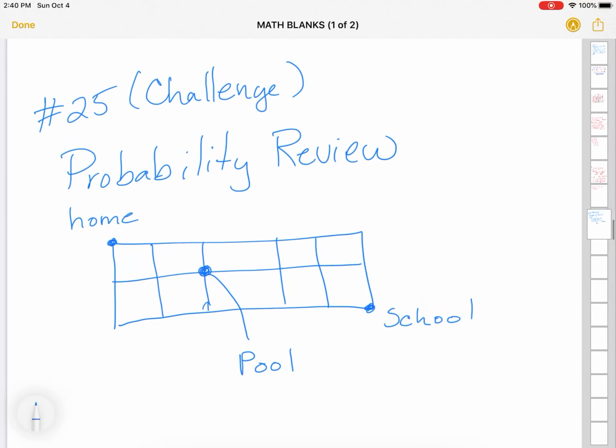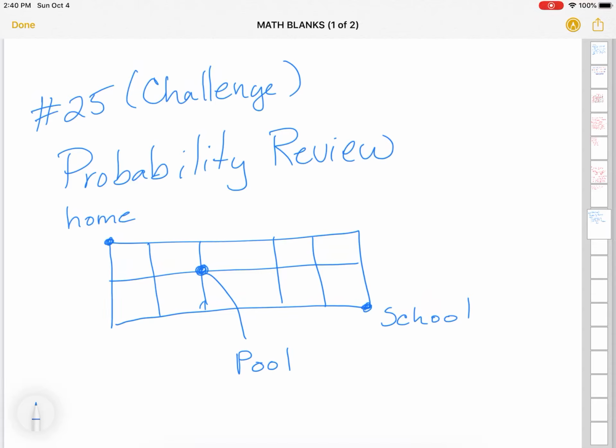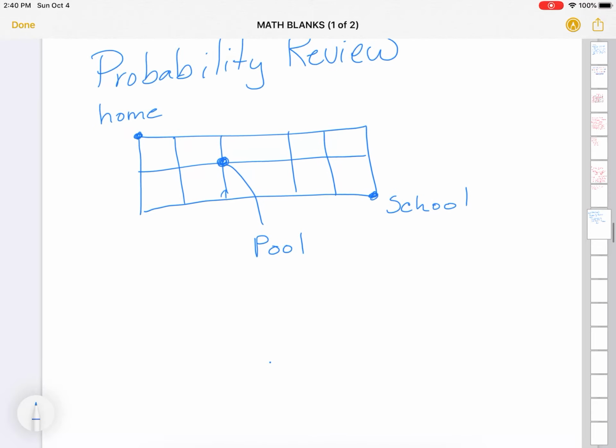Hi. So I think it was Christina who had asked about number 25 on the probability review. So I just kind of wanted to go through that. And the question said, students at Summer Heights High like to vary their walks to school. At each intersection, students randomly walk either south or east. Determine the probability that the student will pass the pool on their way to school to the nearest hundredth.